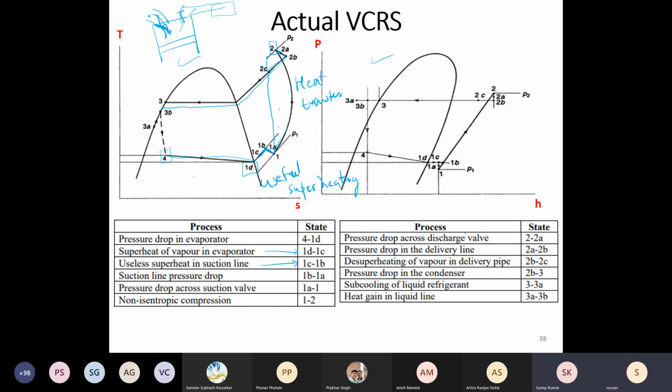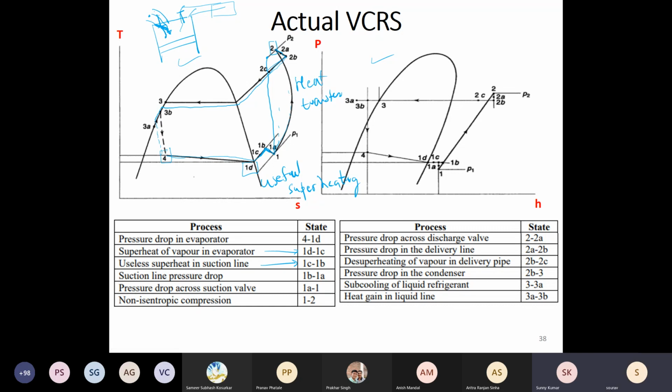Okay, so it is written here, but it is not evident in the photograph. So from 2B to 3, you may have some pressure drop. And then you can have some amount of subcooling. Okay, and then you can have the expansion process.